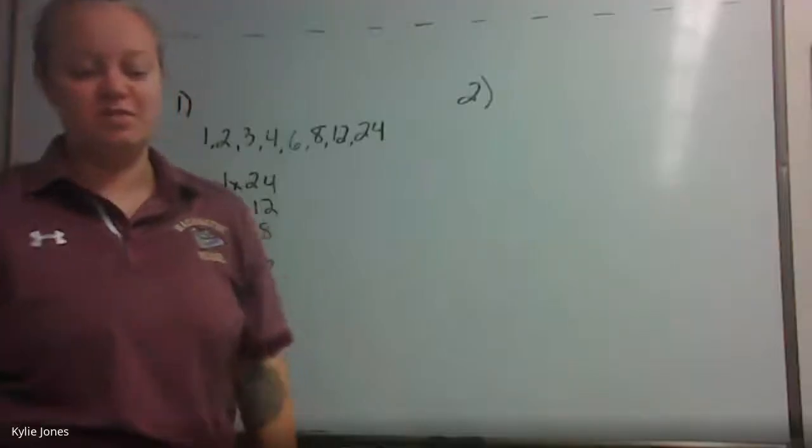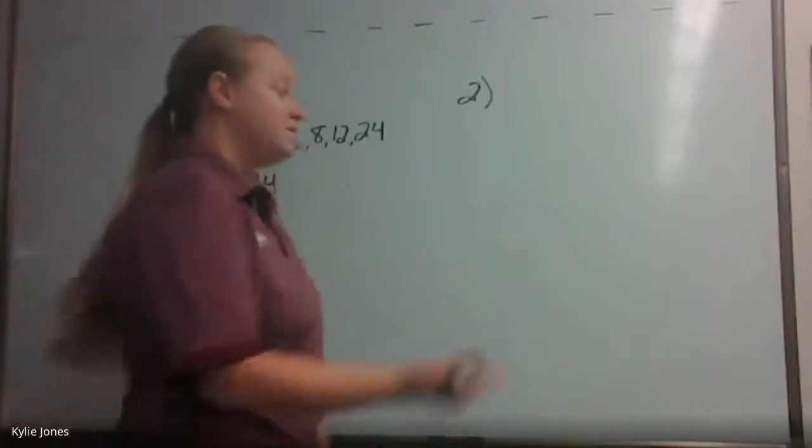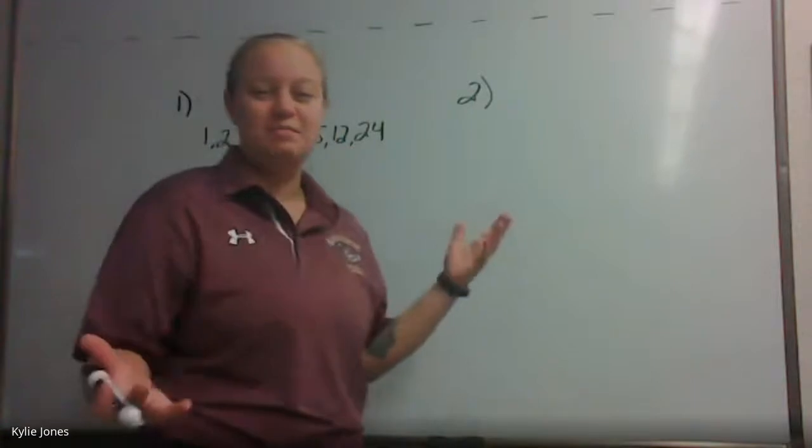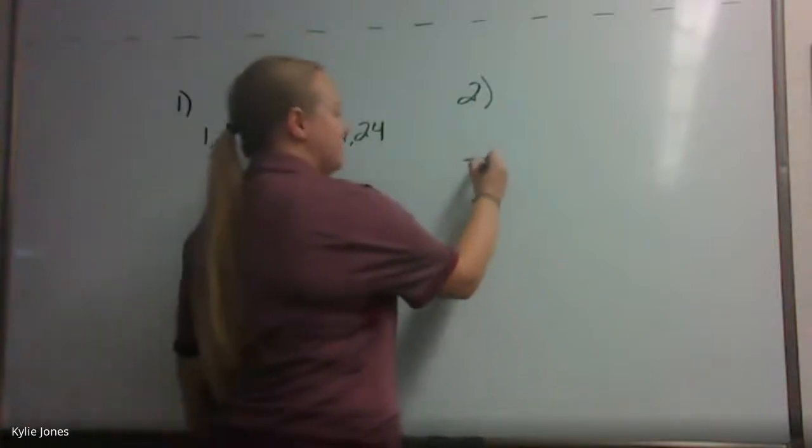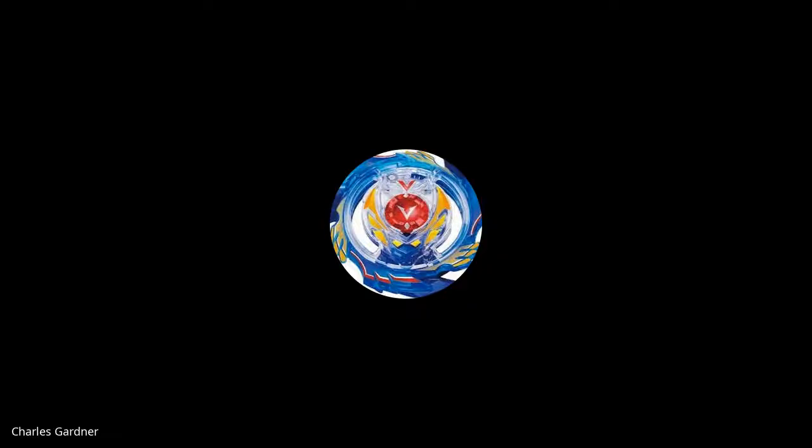We kind of just did number 4 while we were doing number 1 and 2. So the multiples of 7 are going to be skip counting by 7. So we start with 7, then what? 14, 21, 28, 35.